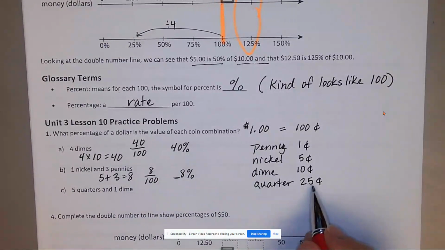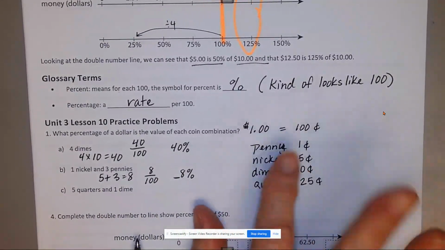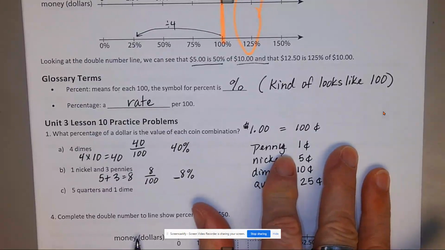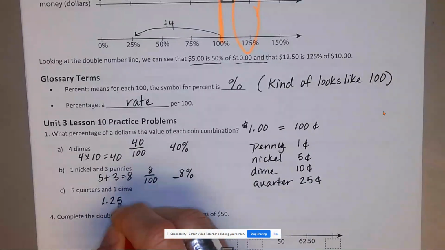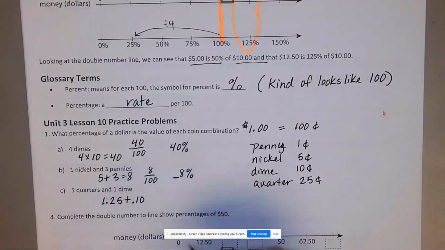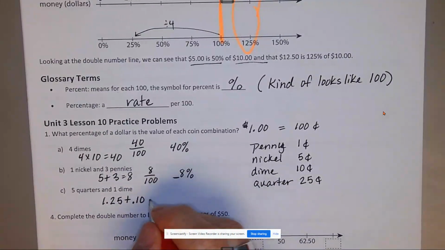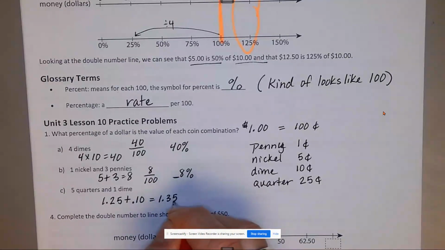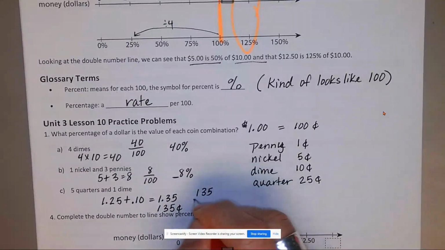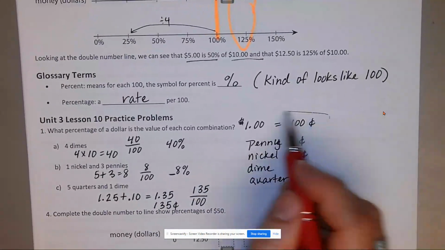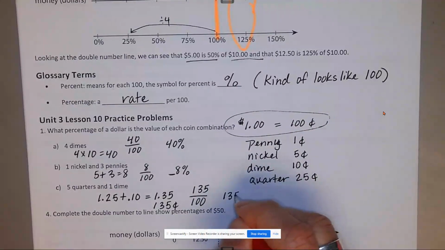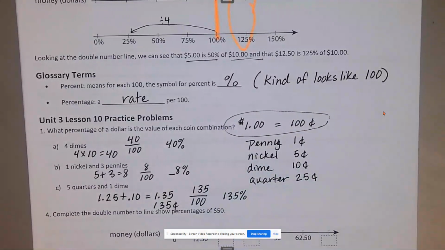5 quarters and 1 dime. Well, 25 cents, 5 times, so 25, 50, 75, $1, $1.25. Plus 10 cents, I'm writing my decimals, would be $1.35, except I'm talking about pennies, so it'd really be 135 pennies. So 135 out of 100. So it's more than our whole. It's more than our whole dollar. So this is 135%, so more than 100%.